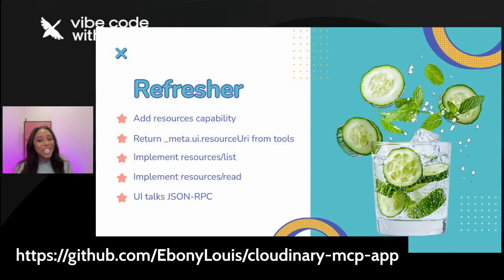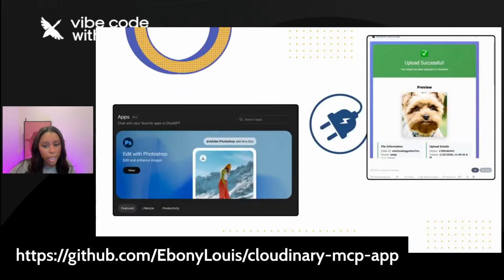With MCP-UI, the way you would send your UI over is inline, right? But as we know, with MCP apps, we're sending our UI as a resource. So we had to add the resource capabilities: the resource list method and resource read. And with MCP apps, the way it talks is through JSON RPC, and that's the standard, the way of standardizing this protocol. So that's a little recap.